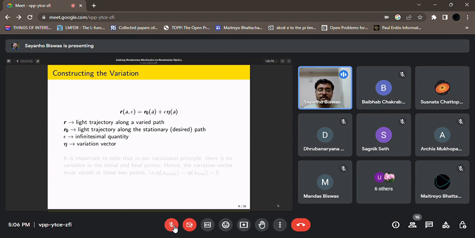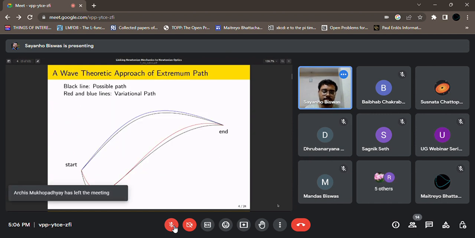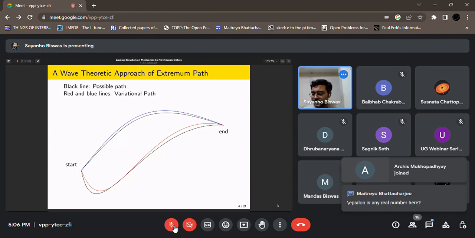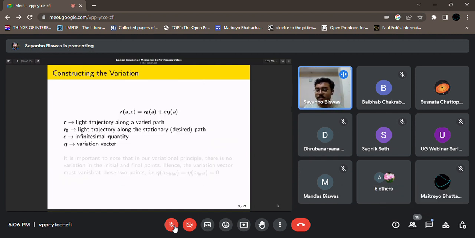But what did we say? I'm going back many slides. Over here we said that there shall be no variation in the starting and the ending point. Did we not? That means the start point is fixed and the end point is fixed. Epsilon is a real number. We are not talking about anything complex. Epsilon is a very infinitesimally small real number.